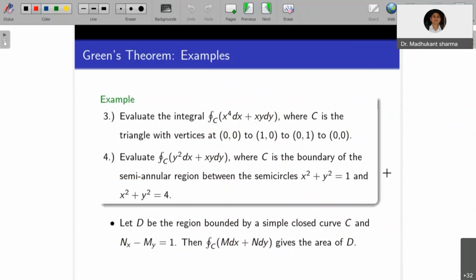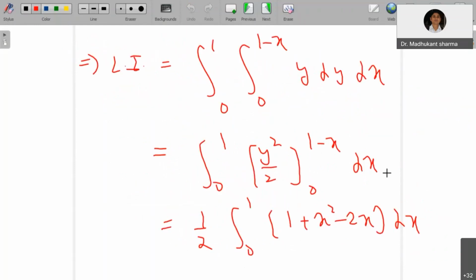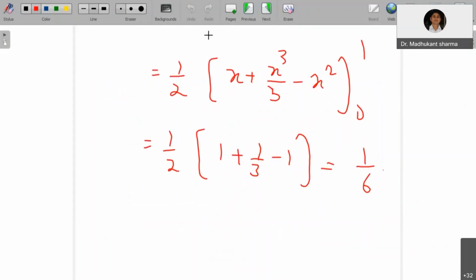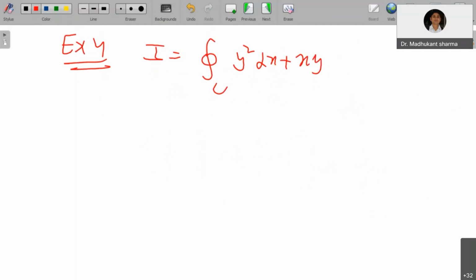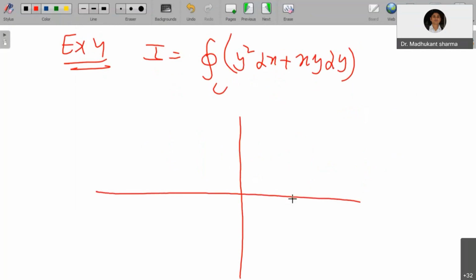Now, for example 4, evaluate the following line integral, where C is the boundary of the semi-annular region between the semicircles x square plus y square equals 1 and x square plus y square equals 4. In example 4, you want to find this line integral, y square dx plus x into y dy, where C is the annular region x square plus y square equals 1 to x square plus y square equals 4.